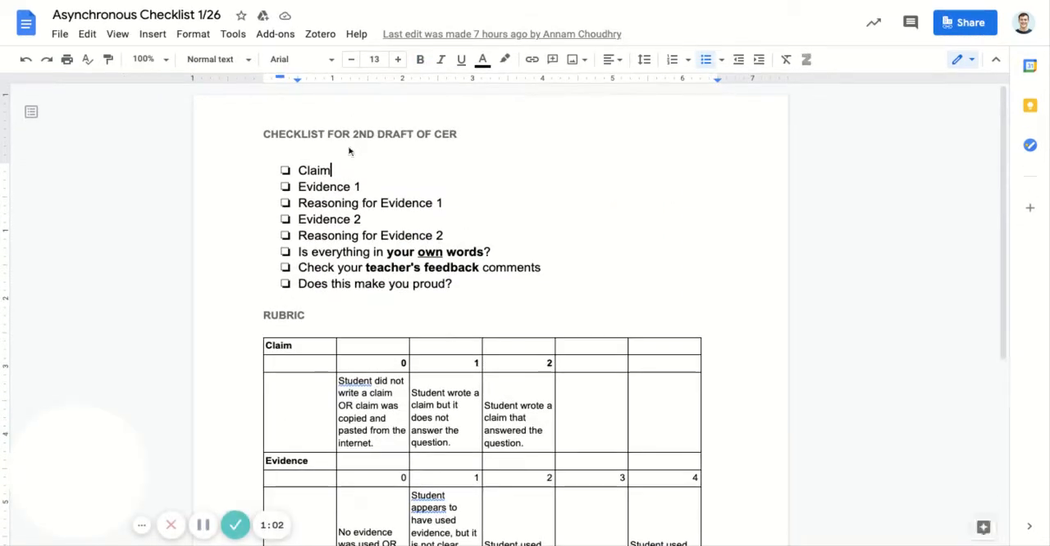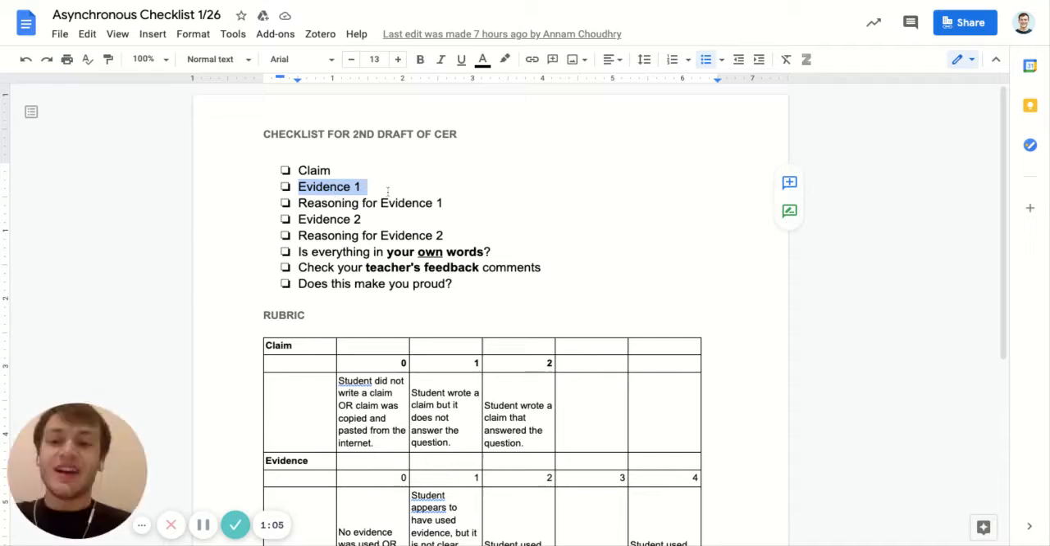All right. Second, you're going to check that you have evidence one, and that you're clearly stating where that evidence came from. You're also going to clearly describe that evidence, so tell us a little bit about what that evidence is saying. Then double check that you have reasoning for evidence one. Remember, for reasoning, you're going to explain how the evidence supports your claim. So this just says something like, this evidence proves my claim because blah, blah, blah.